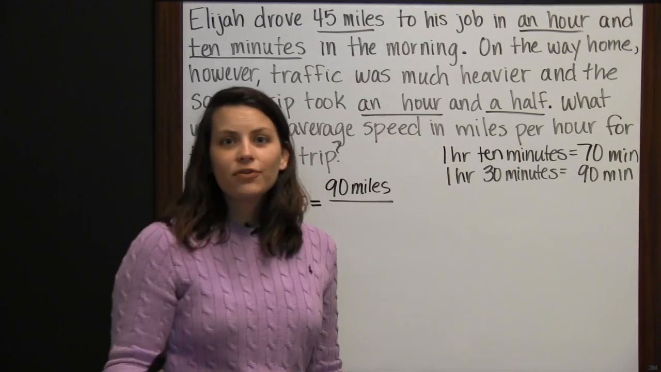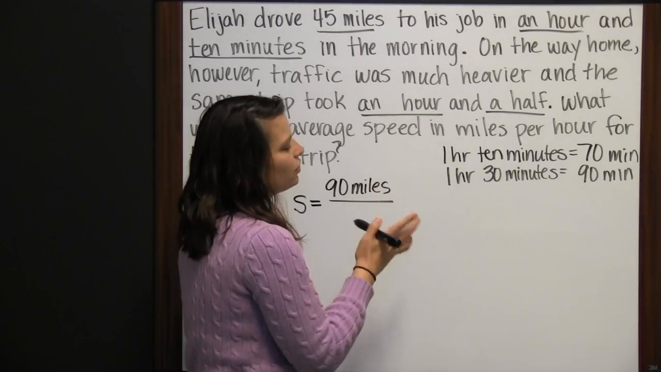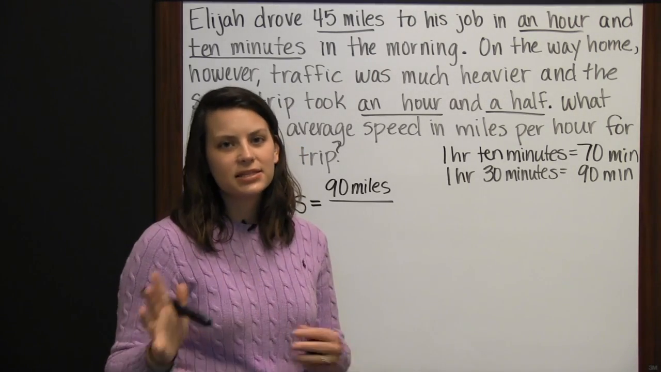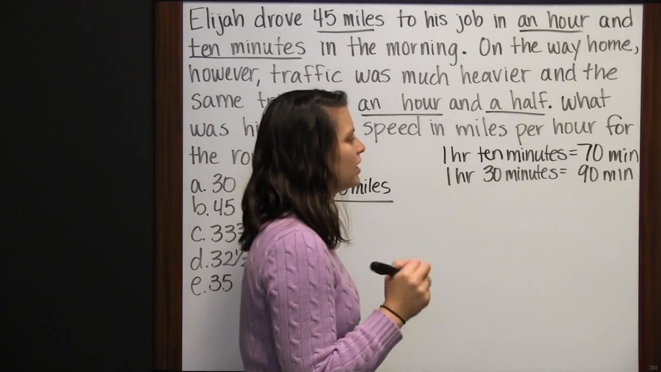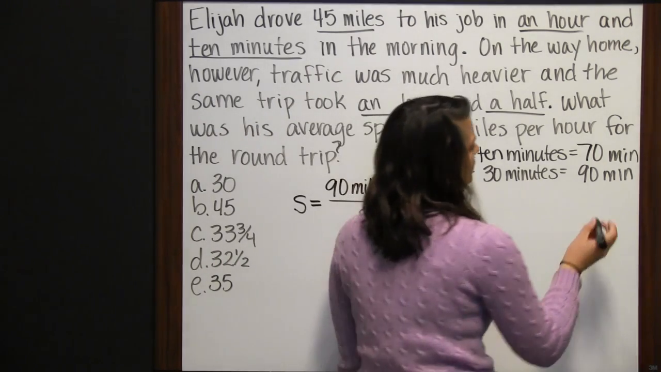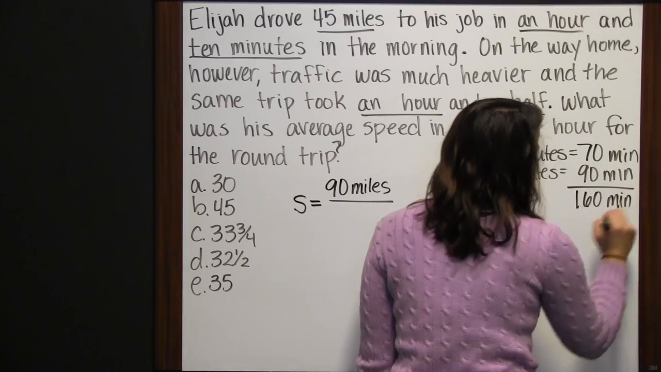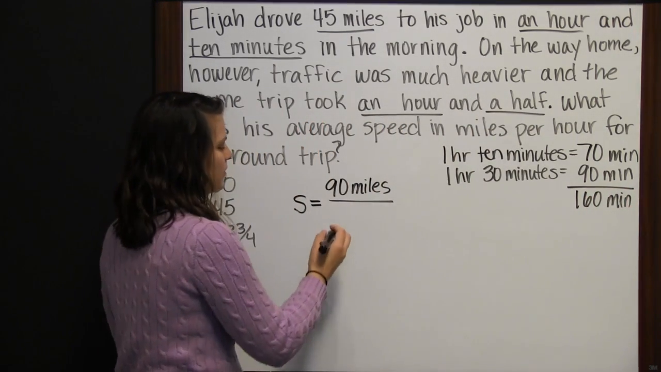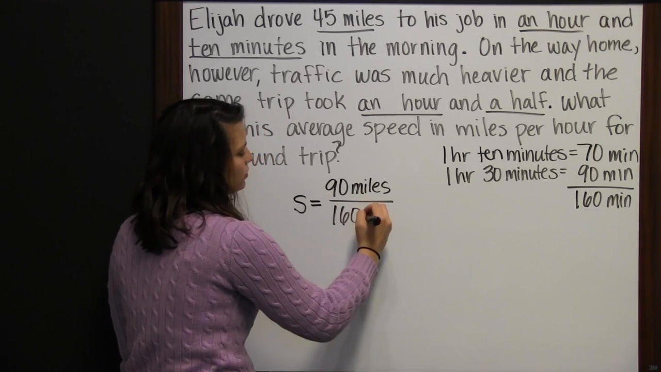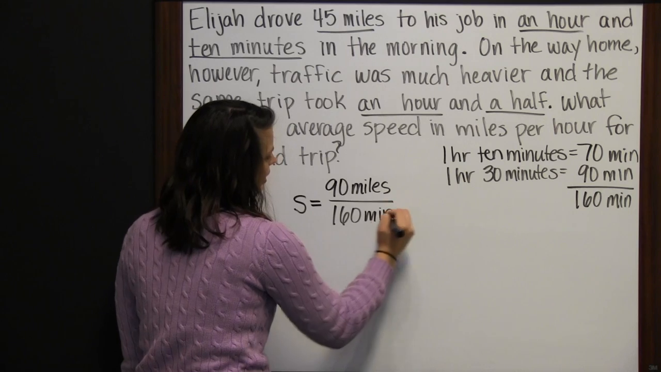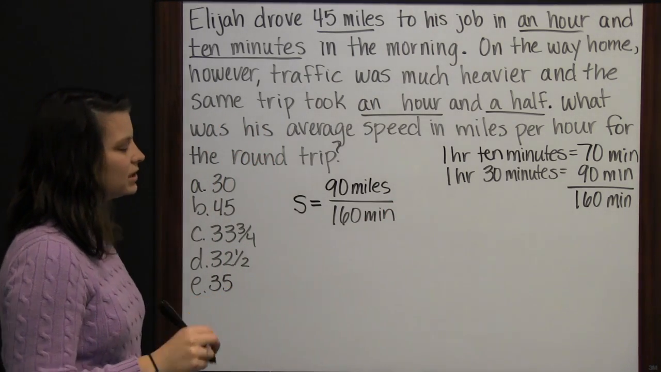I'm converting the time into minutes just because it makes those units easier to work with. When you've got hours and minutes together, it's easier just to bring them all into that same unit of minutes. So 70 plus 90 is 160 minutes for his total travel time. So again, to calculate his speed, we need to divide his total distance by his total time. So 90 miles divided by 160 minutes.